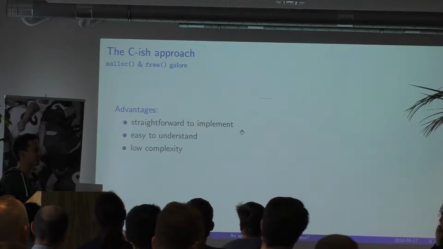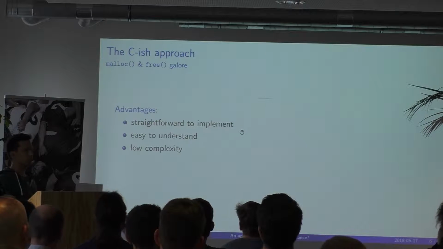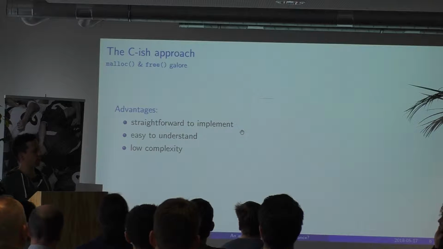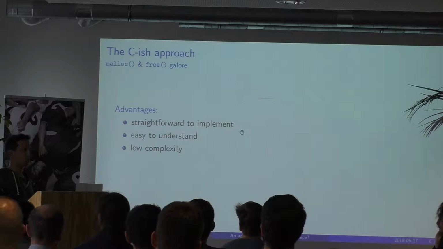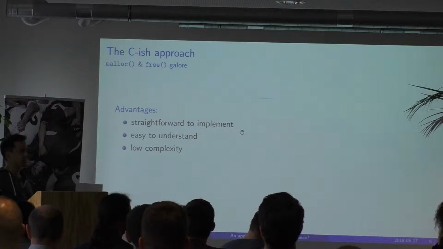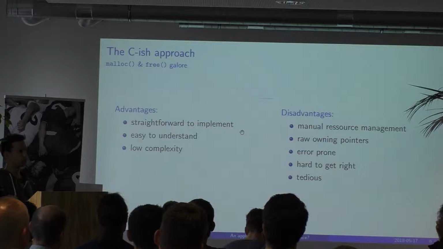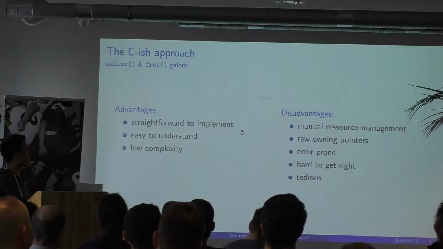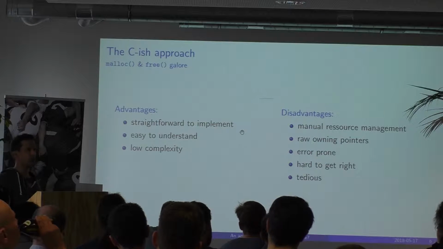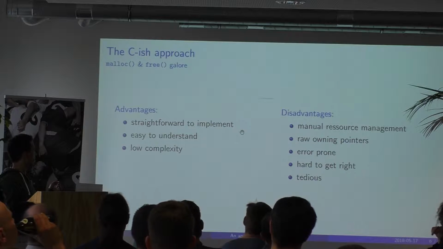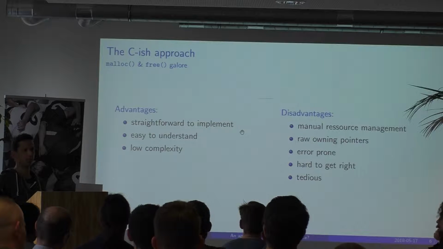There are some more reasonable advantages and disadvantages. The C approach is basically using malloc and free. It's kind of straightforward. Those are some of the first things you learn. It's easy to understand and the complexity is low. But of course, we have manual resource management, something we C++ programmers don't like. That includes raw owning pointers, something more that we don't like. It's very error prone and hard to get right. So while the complexity is low, it's hard to not commit errors, and it's very tedious.